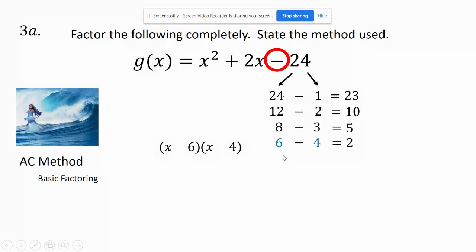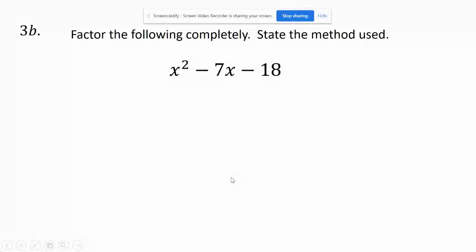And what is really cool is this. No matter what, every single time, the larger number will always match what the middle sign is. The middle sign here is this plus sign. So I'm going to match this 6 with that plus. And if the last one is a negative, they have to be different, because the only way I can get a negative when I multiply is if one's positive and one is negative. So therefore, I have factored this x squared plus 2x minus 24 as the quantity x plus 6 times the quantity x minus 4.